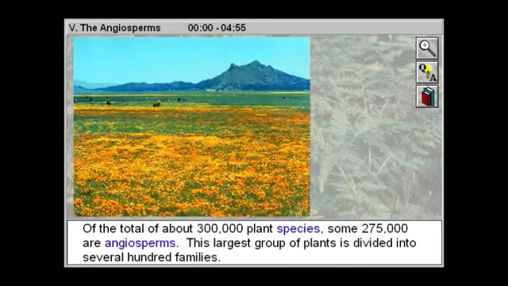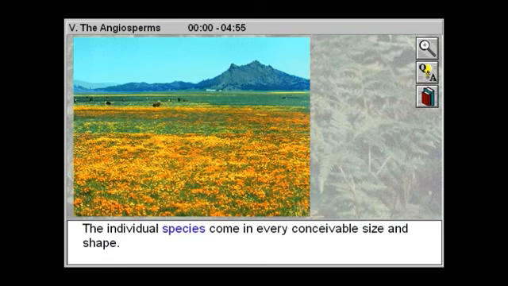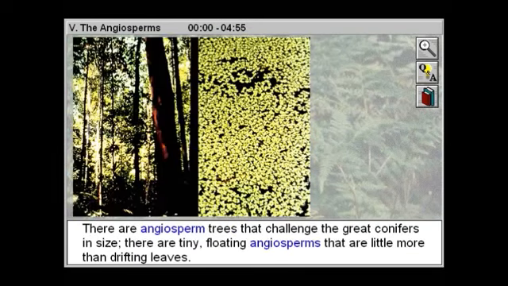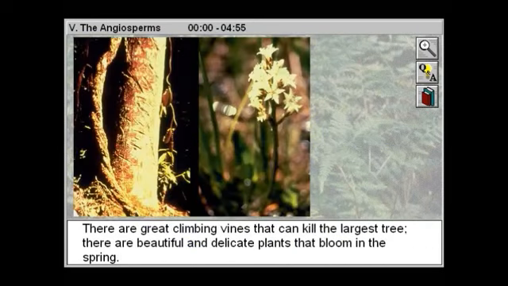Of the total of about 300,000 plant species, some 275,000 are angiosperms. This largest group of plants is divided into several hundred families. The individual species come in every conceivable size and shape. There are angiosperm trees that challenge the great conifers in size. There are tiny floating angiosperms that are little more than drifting leaves. There are great climbing vines that can kill the largest tree. There are beautiful and delicate plants that bloom in the spring.